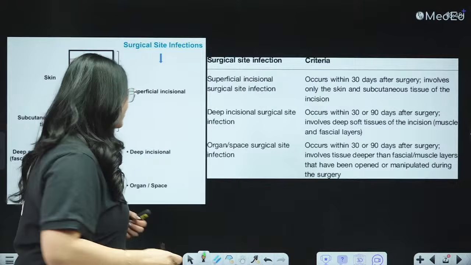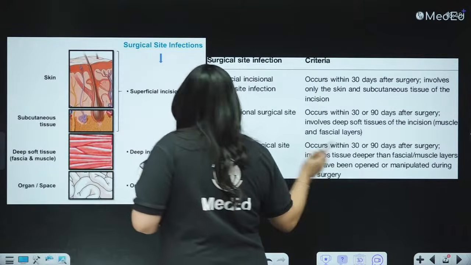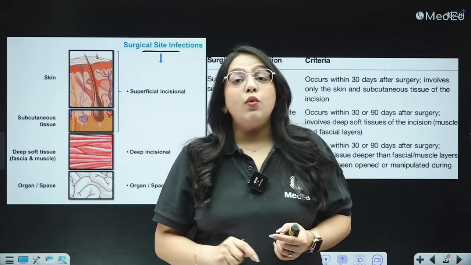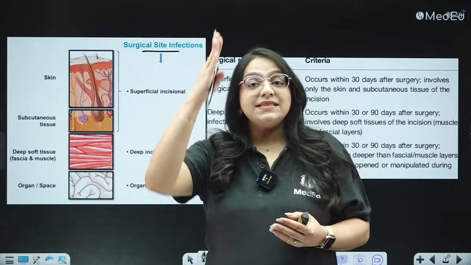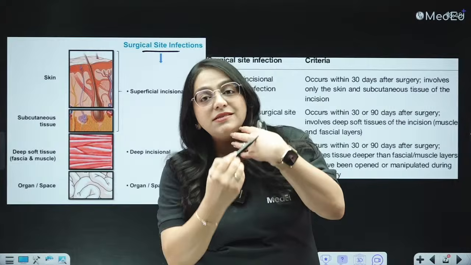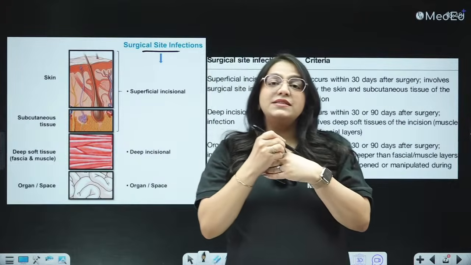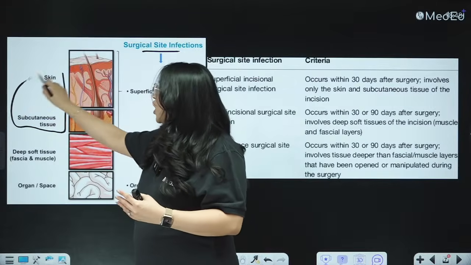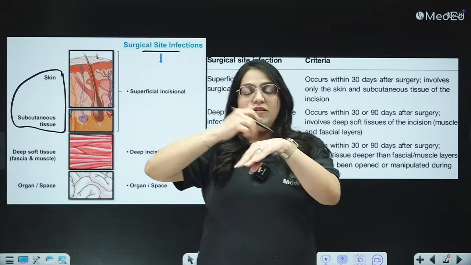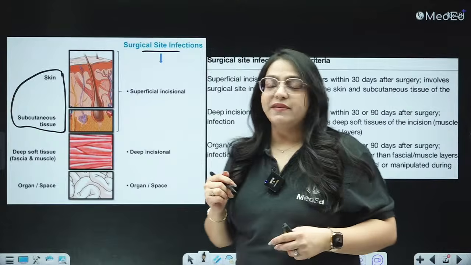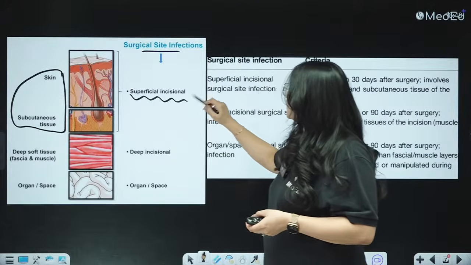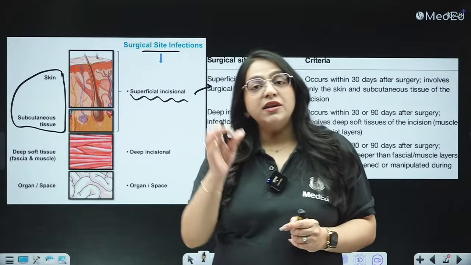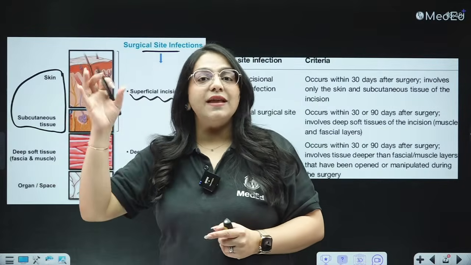So let's quickly look at the different surgical site infections. You understand that surgical site infection is any infection that happens at the surgical site. Now, what is the meaning of surgical site? One is the incision site, the site where the incision has been given. The infection happens only up till the skin and subcutaneous tissue. Only the skin and subcutaneous tissue is involved, at the site of incision. We call that superficial incisional surgical site infection. This is category 1, the superficial incisional SSI.